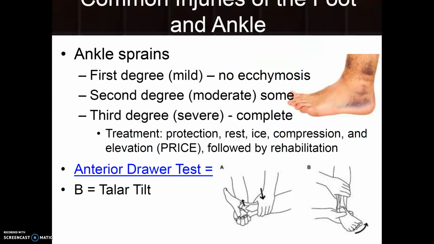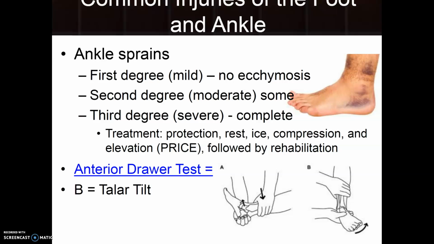In order to identify the degree, the illustration in the slide here is showing a significant amount of ecchymosis on the lateral aspect of the lower extremity. This is quite common with tearing of blood vessels surrounding the anterior talofibular ligament from an inversion ankle sprain.